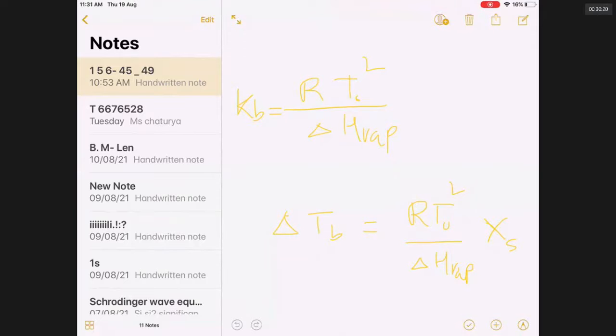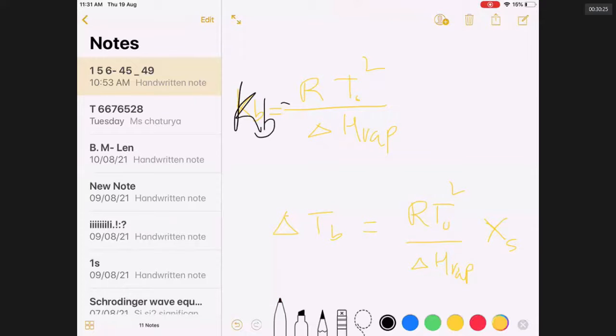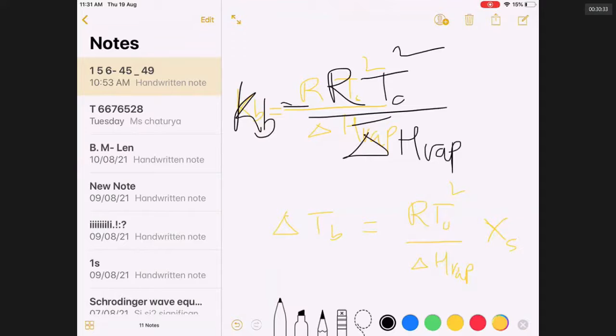If that green color is not visible to you, let me use black color. Kb is equal to R T0 square, where T0 is the normal boiling point, divided by the latent heat of vaporization. Sir, if I put delta H vap, I am saying the amount of heat energy absorbed for phase transition per mole. If I write L, then this is latent heat of vaporization per gram. If you multiply L v with the molecular mass of 1 mole, you will get delta H vap. Are we very clear, sir?